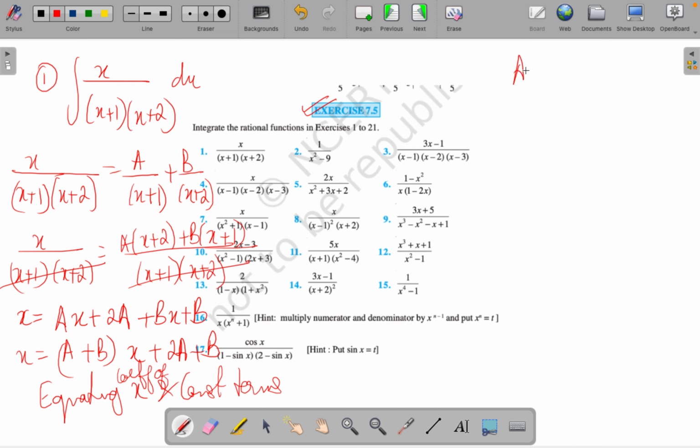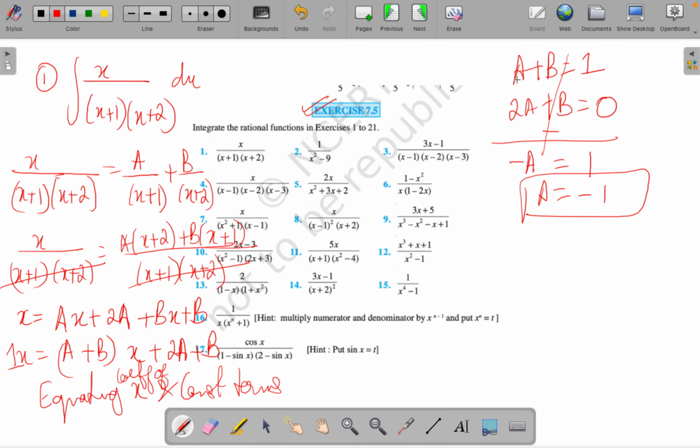So we get a plus b is equal to 1 since x has one coefficient, and 2a plus b equals to 0 since on the left side we have no constant at all. So this is how they calculate the value of a and b by subtracting. This gets cancelled. This is minus a equals to 1. So a is equal to minus 1. You put the value of a as minus 1, so you will get b as 2. This is one way to find.